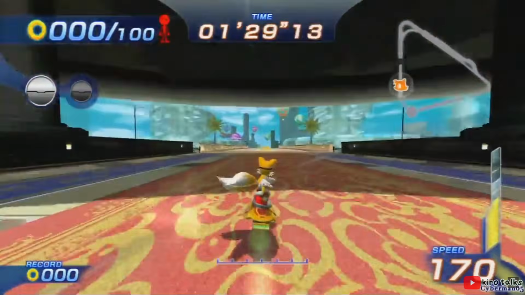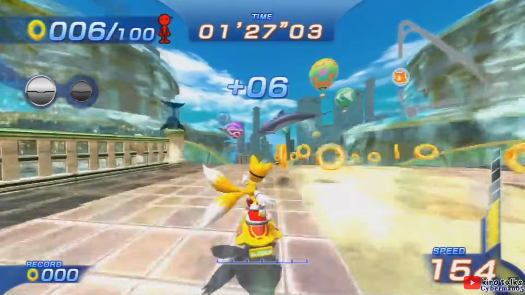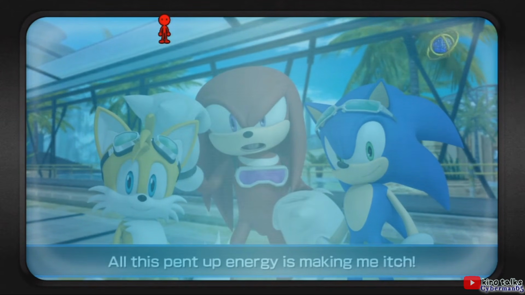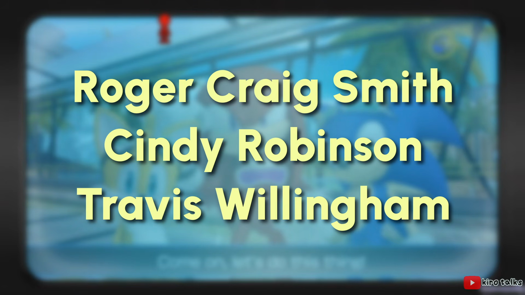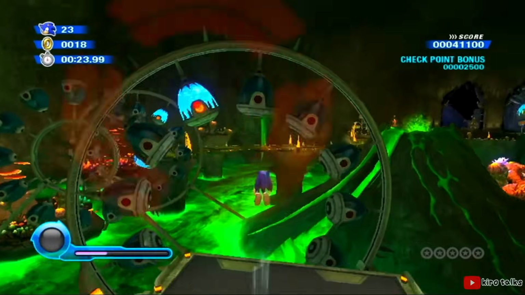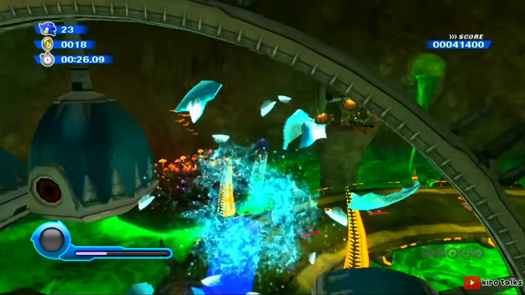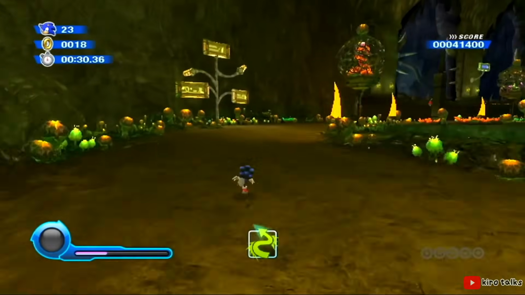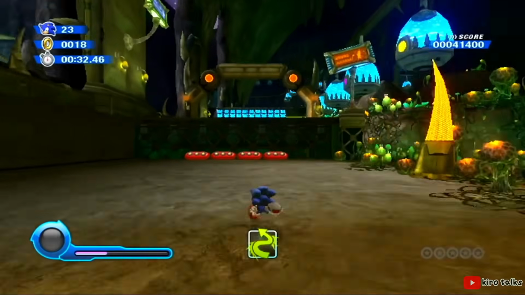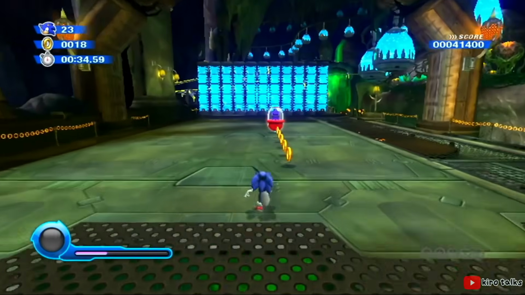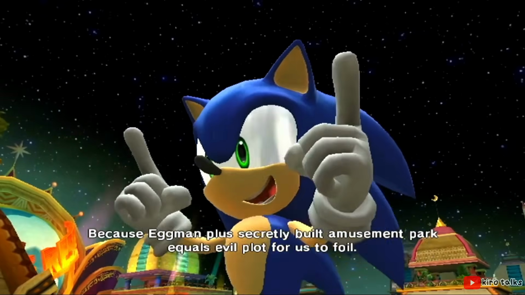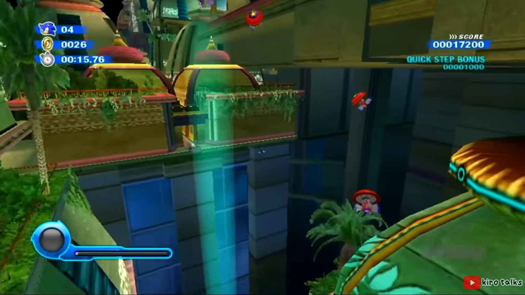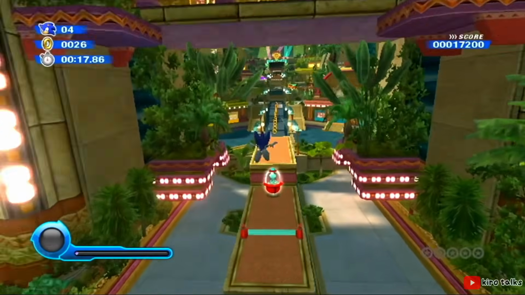This era began in 2010 with either the release of Sonic Free Riders or Sonic Colors. Sonic Free Riders was the first game to use the new cast featuring Roger Craig Smith, Cindy Robinson, and Travis Willingham. Sonic Colors was a big game in the series because it was actually well received by fans and critics alike, which was quite rare during the previous era. Colors breathed new life into the franchise by having a simpler story with a lighter tone, cool new Wisp power-ups, and more cohesive gameplay. This makes Colors a great place to mark a brand new era.